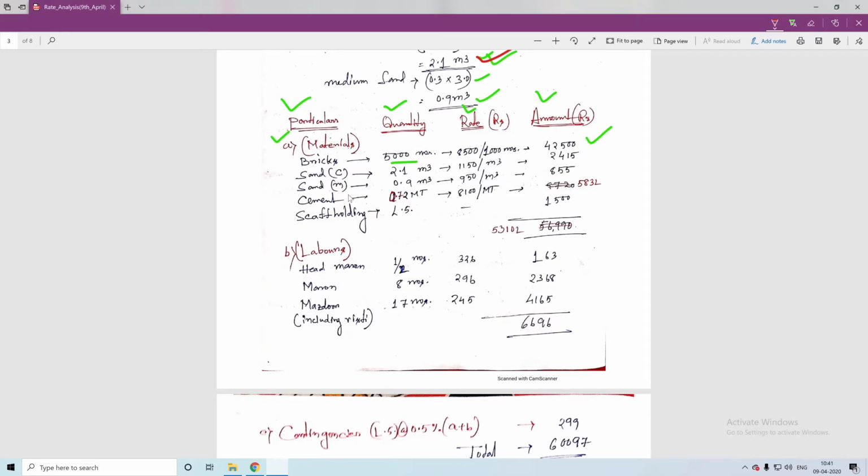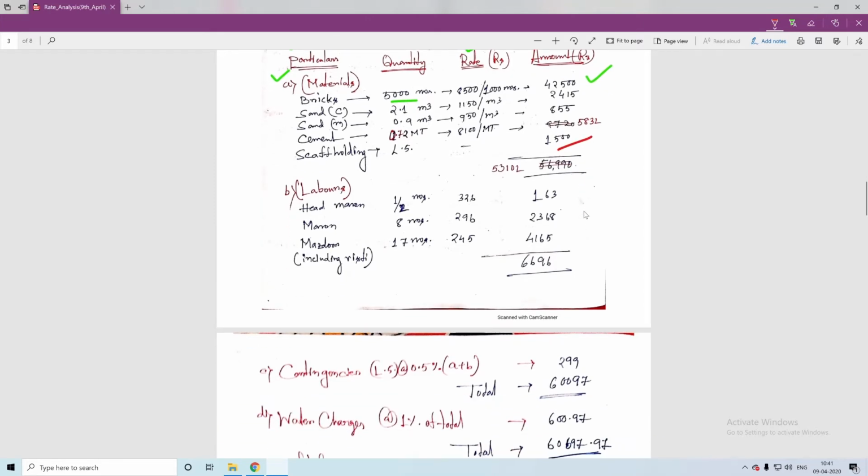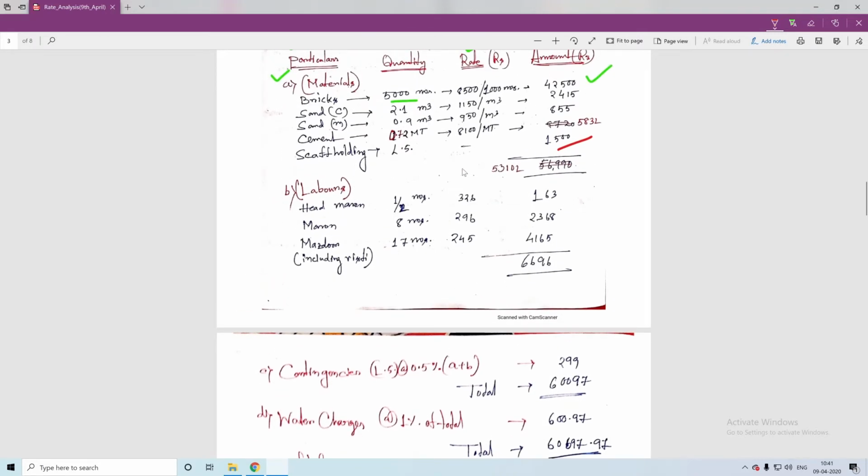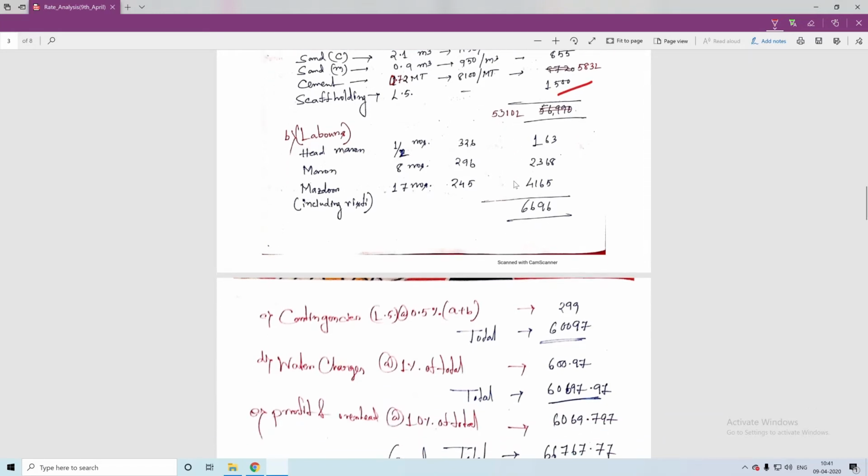And similarly, this is sand, cement. Scaffolding is not given, so I am taking a lump sum value, that is 1500. Okay, you can take 1200, 1300, 1500 as per your judgment, but do not take it as 50,000 because it has a ratio. So scaffolding is 1500, and finally you get the total value for the materials as 53,102, and then labor.